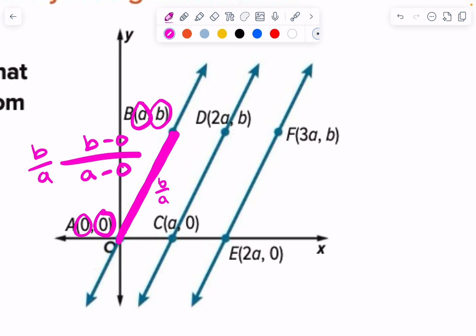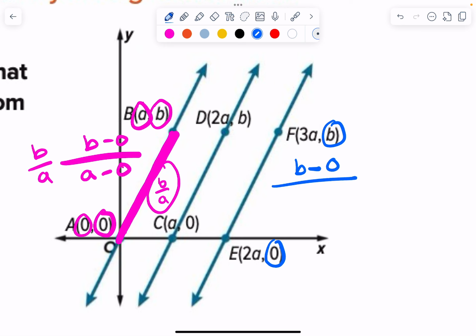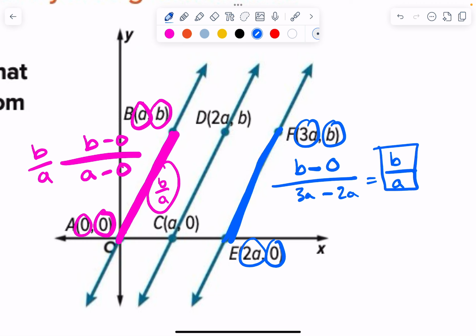Now, we have the same thing going on here. I want to find the slope from E to F, and I want to see if it ends up being B over A, meaning that those two would be parallel. So I'm going to do y2, which is B, minus y1, which is 0, over x2, which is 3A, minus x1, which is 2A. B minus 0 is B, 3A minus 2A is A. Oh, that also has a slope of B over A. So I know for sure that those two lines are parallel to each other.